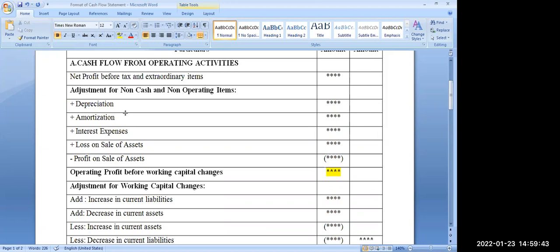Similarly, there may be one more opposite item of this. Profit on sale of asset. Book value of the machine is 80,000, but you are selling it for 90,000. So you are getting 10,000 rupees profit on sale of machinery. These 10,000 would have been taken into other revenue, other income in the profit and loss account, the second item of the profit and loss account. You might have already done it, second item.